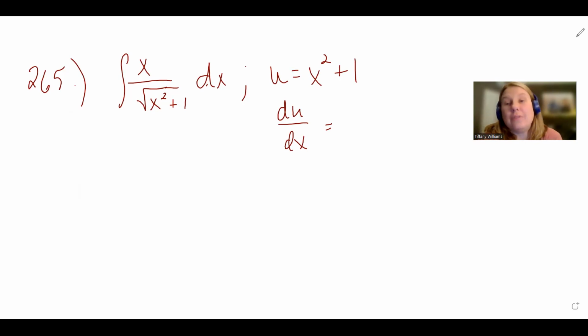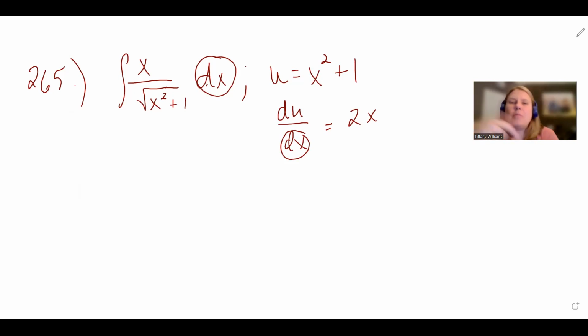This would be the derivative with respect to x, this is going to be a 2x. And the plus 1 goes to 0. Now, do you see how you've got this dx here? You want to be able to replace dx with du. So I need to solve for dx, which is what I did in the last problem. It's just the last one was really nice because you got 1.